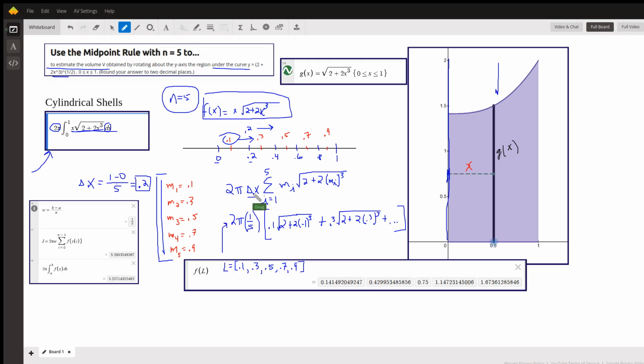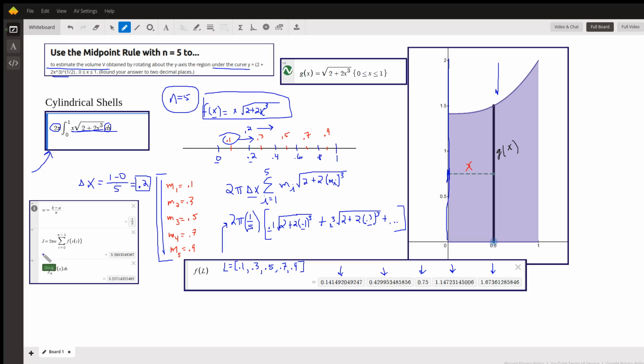Here's kind of what that looks like, with 1/5 put in for delta x. Here's the 0.1 put in for m sub i. Here's the 0.3 put in for m sub i. And then you'd have 3 more terms, 0.5, 0.7, 0.9 for m sub i. And here are the corresponding values for each of those m sub i's. If you substitute that into f of x, add those all together, multiply by 2/5 pi, and you'll have the volume of that solid estimated.